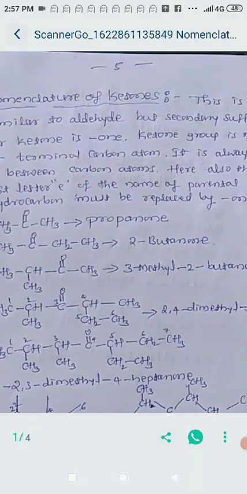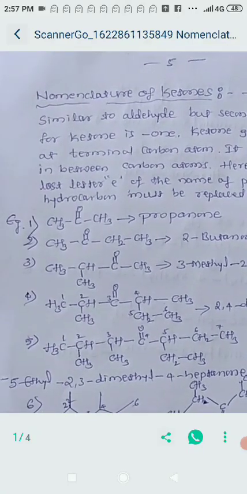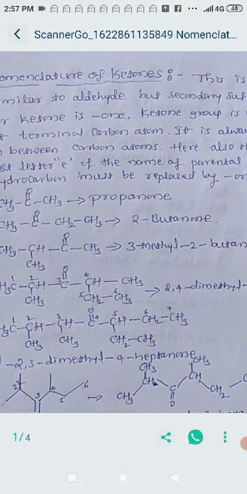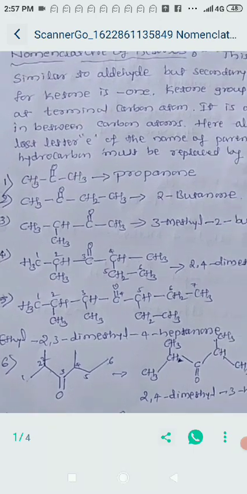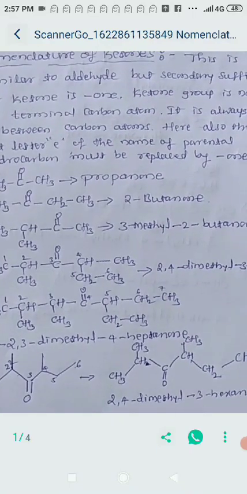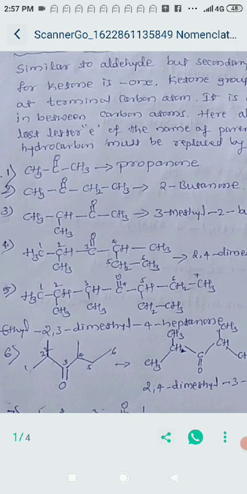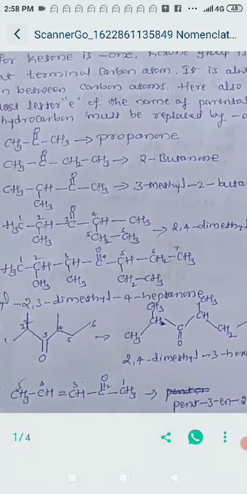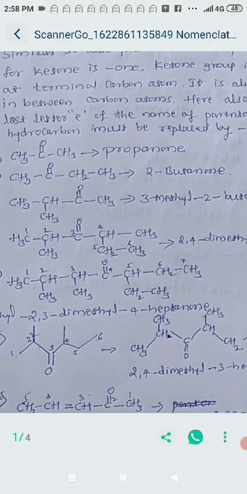This is similar to aldehyde, but the secondary suffix for ketone is one. The ketone group is not at a terminal carbon atom, it is always in between carbon atoms. Here also the last letter E of the name of the parental hydrocarbon must be replaced by ONE. In aldehyde the suffix is AL, but in ketone the suffix is ONE.